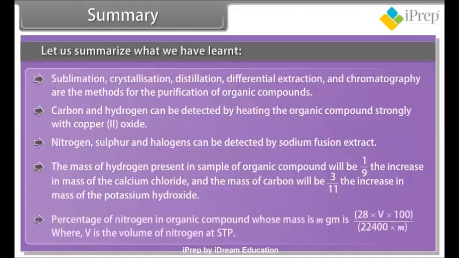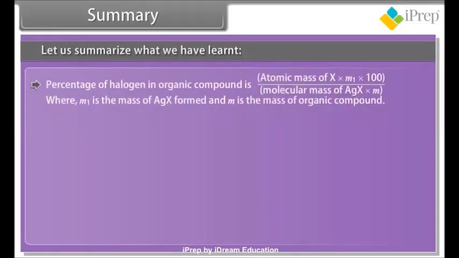Percentage of nitrogen in organic compound whose mass is m gram is 28 into V into 100 divided by 22,400 into m, where V is the volume of nitrogen at STP. Percentage of halogen in organic compound is atomic mass of X into M1 into 100 divided by molecular mass of AgX into M, where M1 is the mass of AgX formed and M is the mass of organic compound.